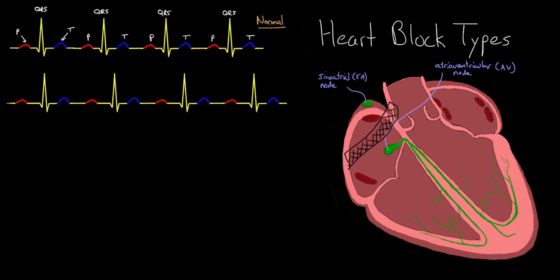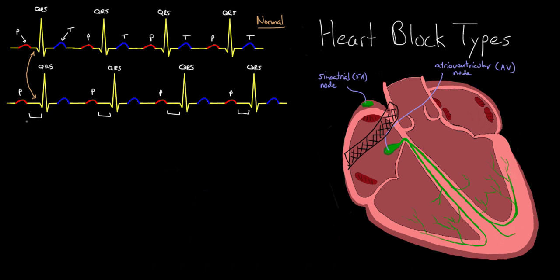Well, here we have another rhythm strip. And again, I'm going to label our P waves and our QRS complexes. But you'll notice something different about these two rhythm strips. The distance between the P wave and the QRS complex is a little bit longer. This distance right here. In fact, it's that way for every single one that we see. Again, compare these two distances. You can see one is definitely longer than the other.